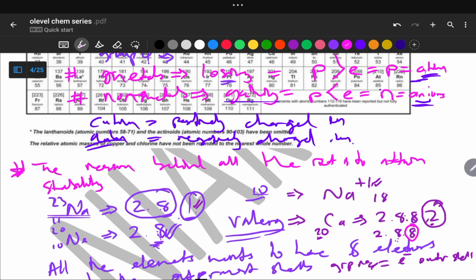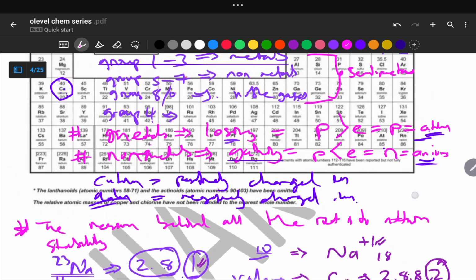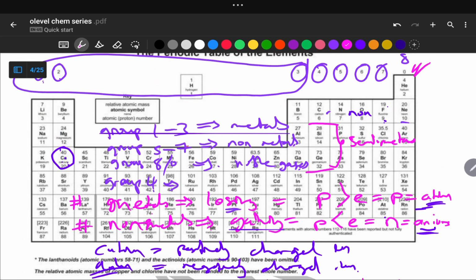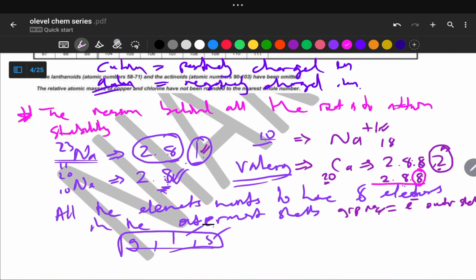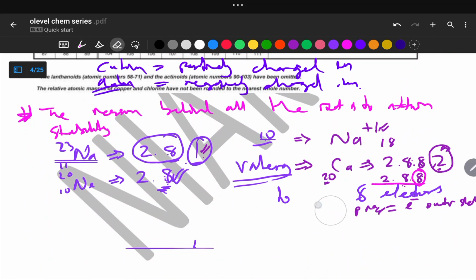So this is the electronic configuration like that of a noble gas. So which noble gas are we referring to? The one with 18 electrons, we simply go straight to the periodic table. The one with 18 electrons is argon, as you can see here. Right? So this is how you are going to write all the formulas of the ions, right?